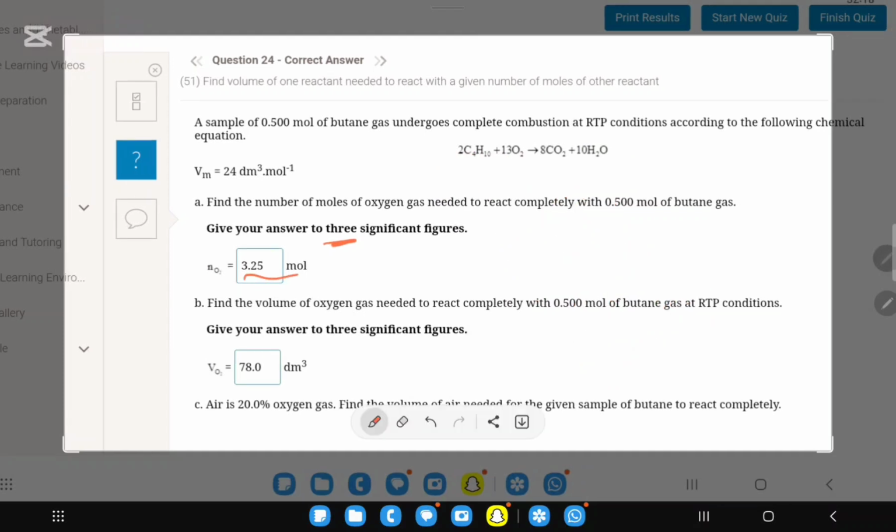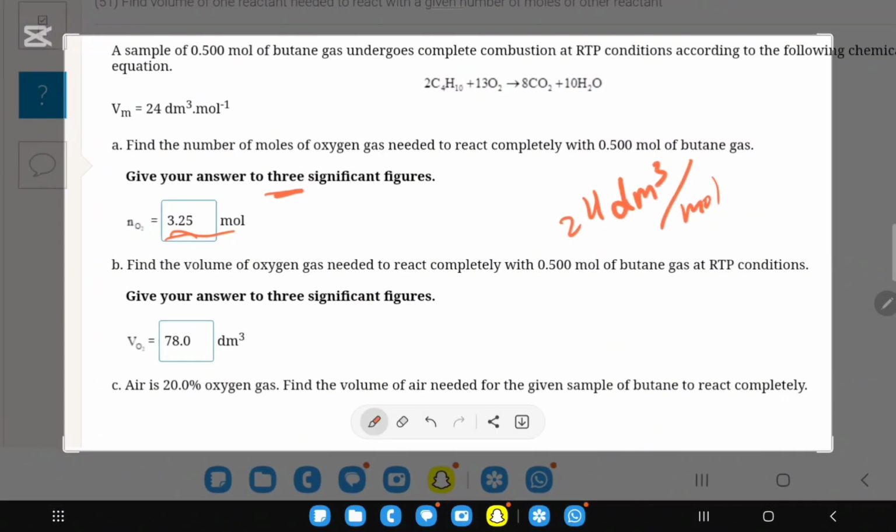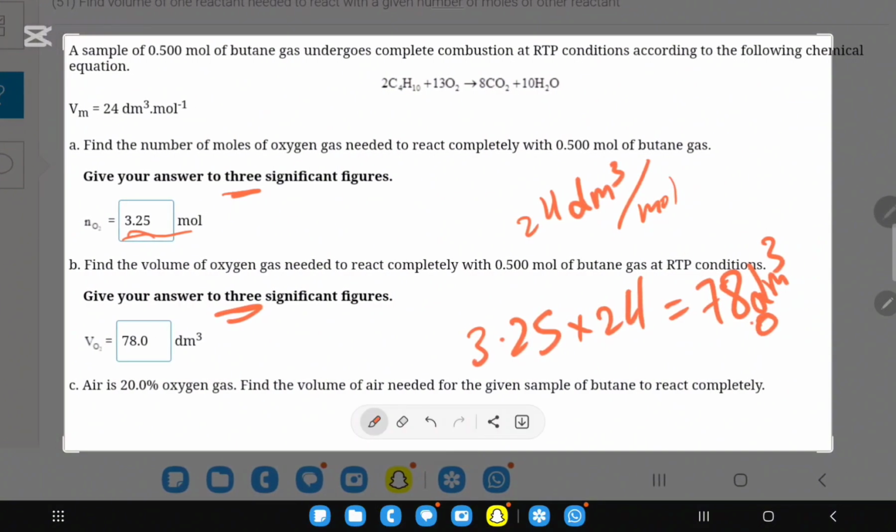For part B, they say find the volume of oxygen gas needed to react completely with 0.5 moles of butane gas at RTP conditions. We already got the moles for oxygen when it's 0.5 moles of butane. At RTP it is 24 decimeter cubed per mole. We have 3.25 moles times 24, and you put it into your calculator. 3.25 times 24, you get 78 decimeter cubed. They want 3 significant figures, you add 0.0.